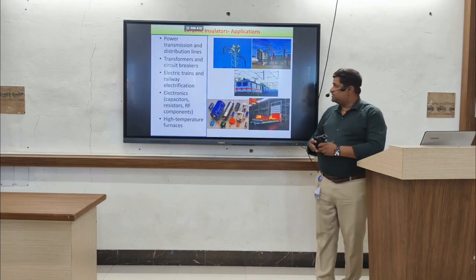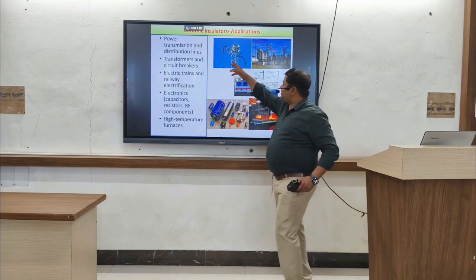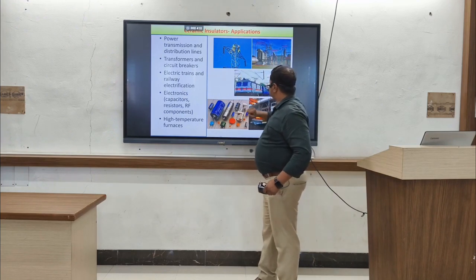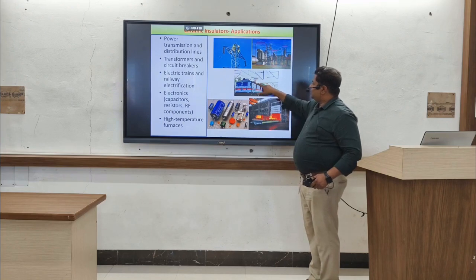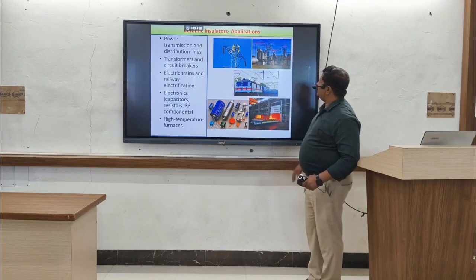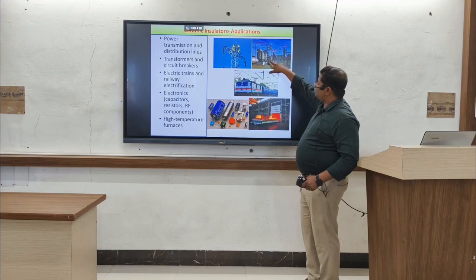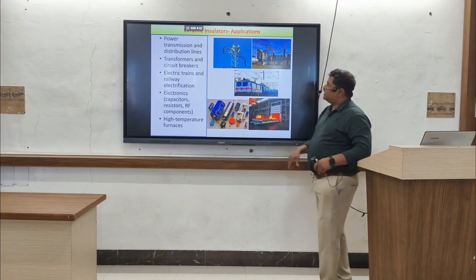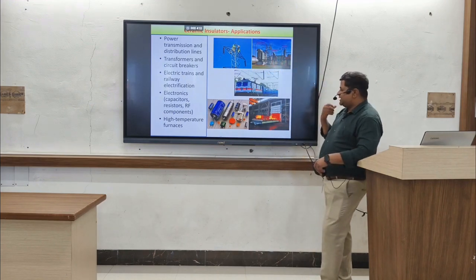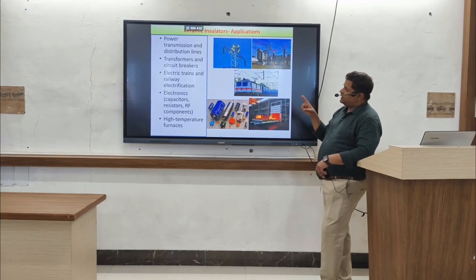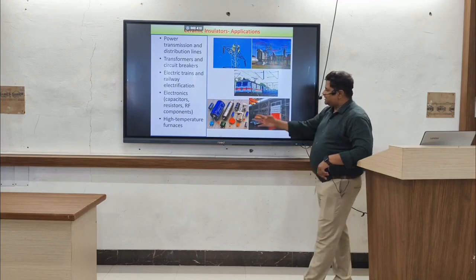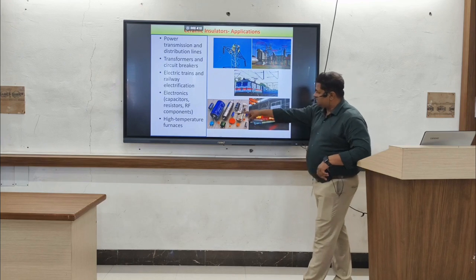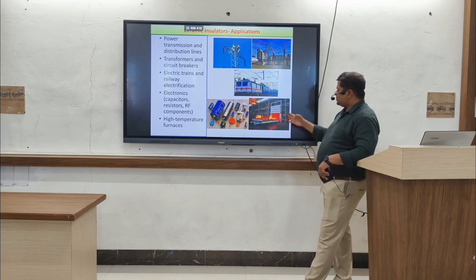And here you can see the power. I am talking about this one, and I am also talking about this insulating material. Or here again, this is also insulating material, where in trains, electric wires are going to be there. Here you can find the applications of transistors and all that. The applications of ceramic insulators are listed here: in power transmission and distribution lines, transformers and circuit breakers, electric trains and railway electrification, and electronics such as capacitors, resistors, RF components like this, and for high temperature furnaces where insulation is important.